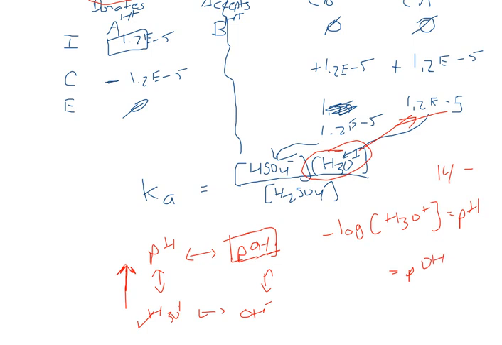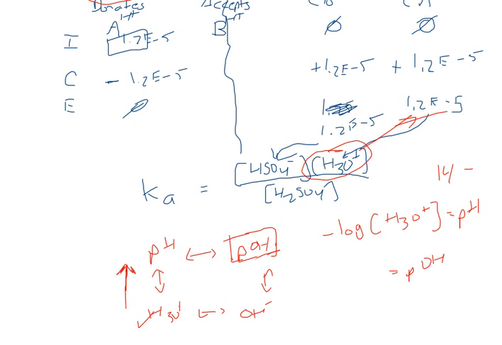So we'll grab a calculator here. And we'll solve the first of the two questions. Then I'll show you the second of the two questions and how they're slightly different before I go into my notes for the day. So, what am I doing? Negative logging 1.2 times 10 to the minus 5. So, I calculated a pH of 4.92.